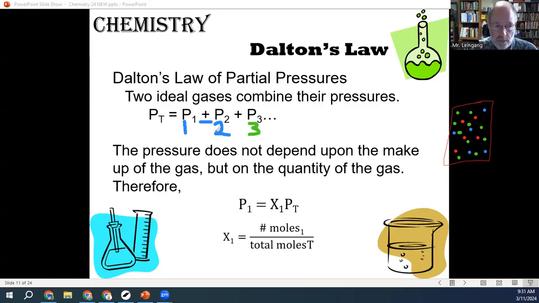But the total pressure in the system is still going to be 1 plus 2 plus 3. I mean, it's not literally 1 plus 2 plus 3, but it's whatever the pressure of gas 1 is, plus the pressure of gas 2, plus the pressure of gas 3. And so the law of partial pressure basically just says that the total pressure is equal to the pressure of the parts combined.